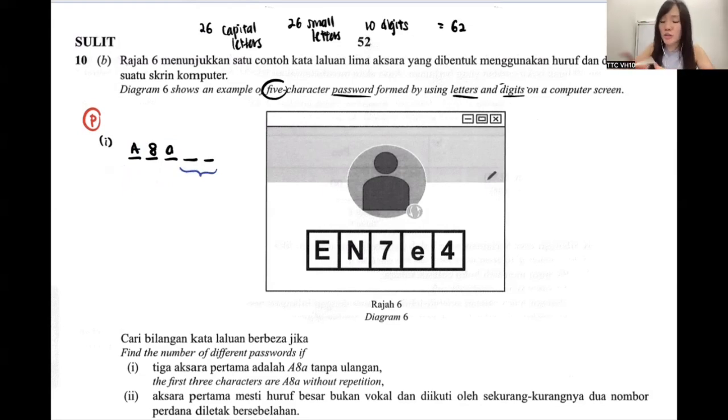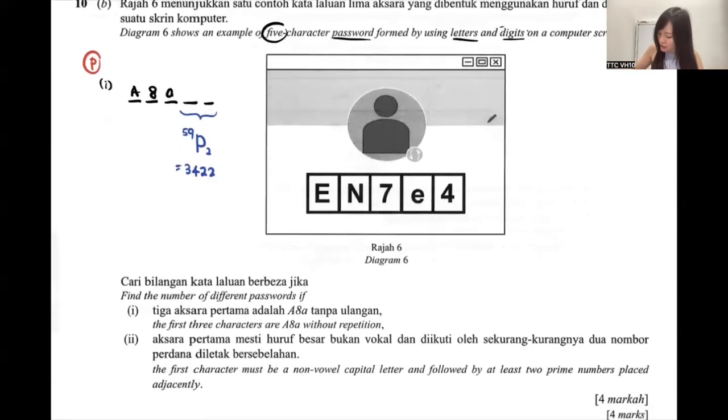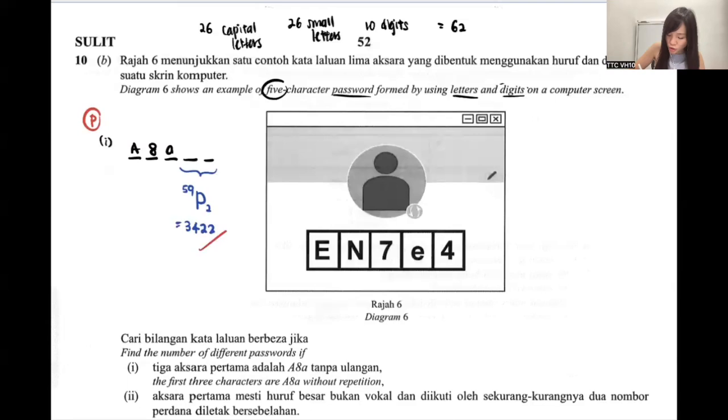So for these 2, what can I have? I got 62 choice, right? So big A, small a, and 8 already used. So 62 minus 3, I got 59 left over. So 59 of them will fight for these 2 seats. So 59P2. I guess getting the answer 3422. Done. Okay, my dear. So this is the first part. Let me see the marks. Okay. This one should only worth 1 marks. Let's move on to the next part.